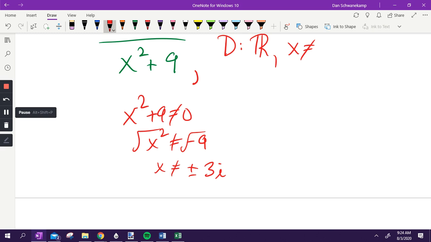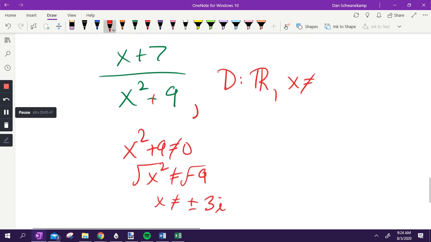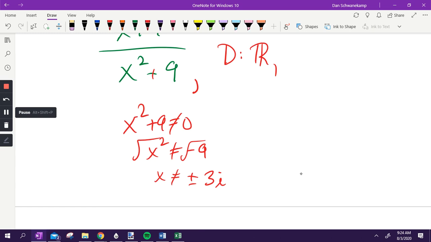Does that make sense? If it said x squared minus 9 on bottom, now the domain is all real numbers, but 3 and negative 3. But because of that plus sign there, the answer is just all real numbers. Just a heads up, that pops up a couple times on your assignment. I don't want you to forget it.